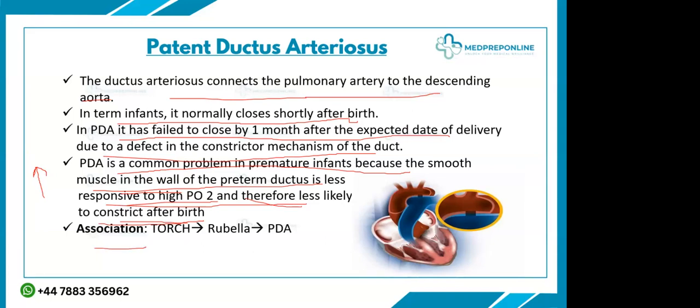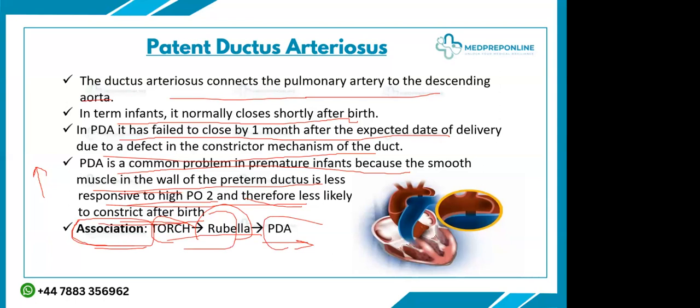And its association will be TORCH, the diseases in which you can see PDA. In the baby there is suspicion of the TORCH, and among them there will be rubella, and it's going to have the PDA. So you need to remember the TORCH baby, and among that, if there is high suspicion of rubella, then the baby is going to have the PDA, and you need to monitor for that. So in most of the congenital heart diseases, I have also given an association. They can ask you that this is a TORCH baby, or they can give the signs and symptoms of rubella, and what congenital heart defect you will suspect in this case. So it will be PDA.